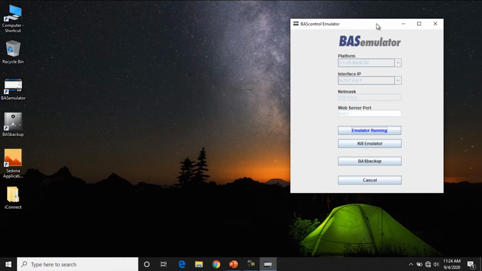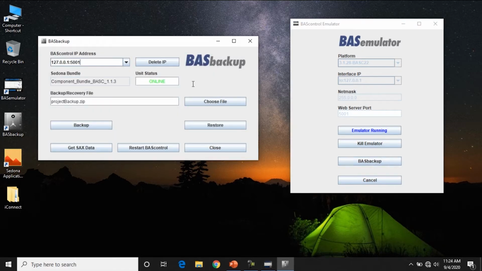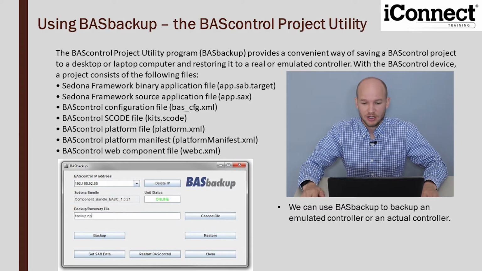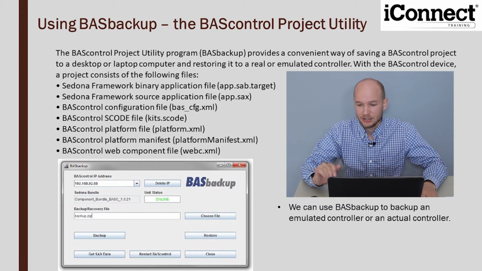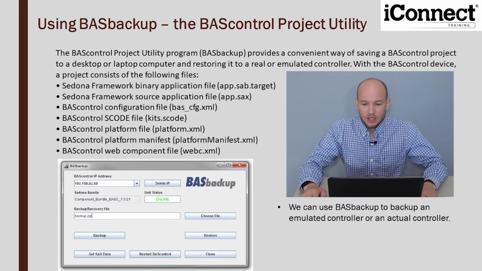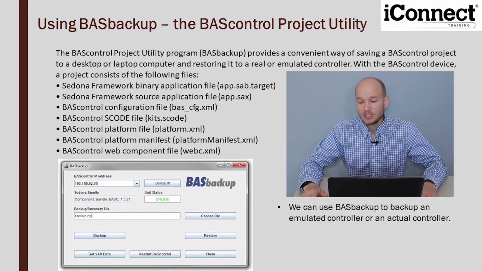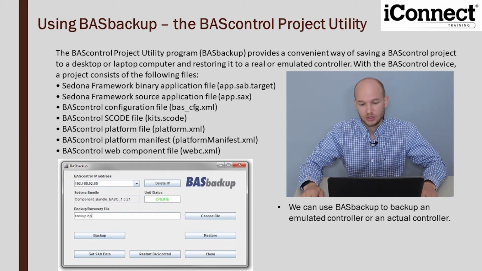What I want to do now is get into BAS Backup, the software. So there's two different ways to get to it. You can double click the desktop icon, or in BAS Emulator, there's actually a button for BAS Backup, and it'll start it. BAS Backup is another great utility that comes with the Sedona Application Editor software. It can be used to back up, restore, or clone an emulated device or an actual controller.